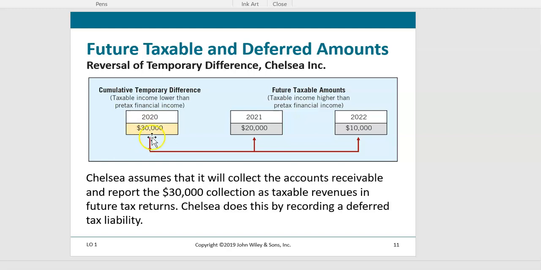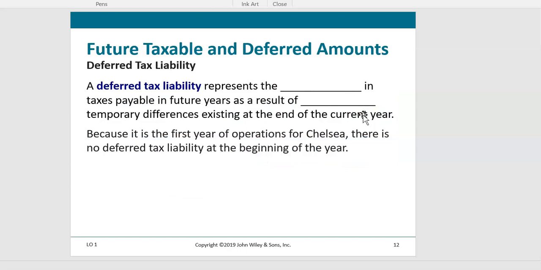And here we see the $30,000 increase in accounts receivable in year one. It decreased by $20,000 in year two, and it decreased by the additional $10,000 in year three. Again, a deferred tax liability represents the increase in taxes payable in future years as a result of taxable temporary differences existing at the end of the year. Because it is the first year of operations for Chelsea, there is no deferred tax liability at the beginning of the year.